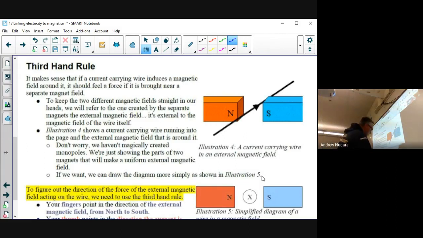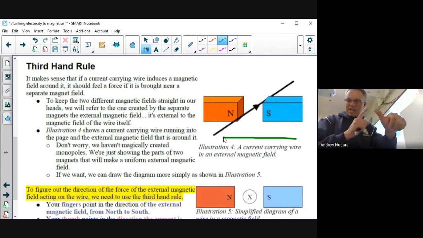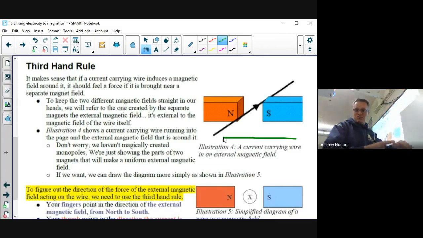So in this example here, we have a wire. Let's say we run electrons through this wire, and this wire is going into the board. So you have to look at this from a three-dimensional perspective. This wire is going into the board, and the third hand rule says that you're going to point your thumb in the direction of the current flow, electron flow, proton, alpha particle, whatever it is. It's electrons, so I'm using my left hand.